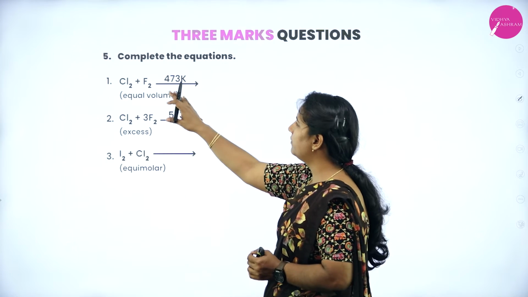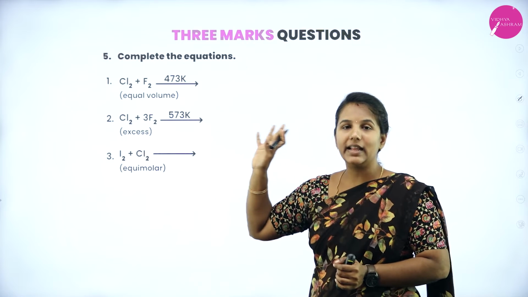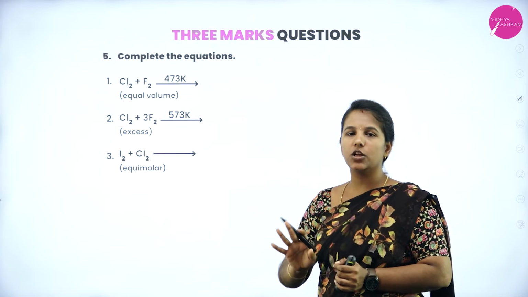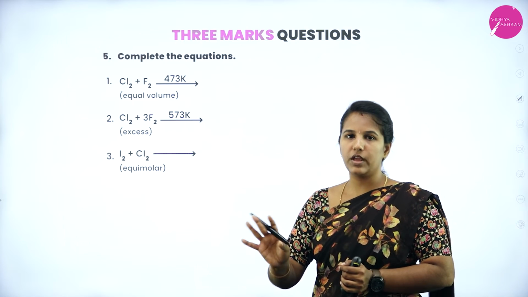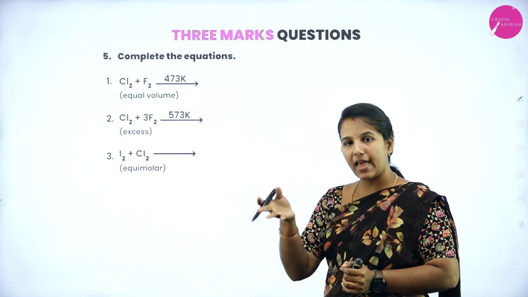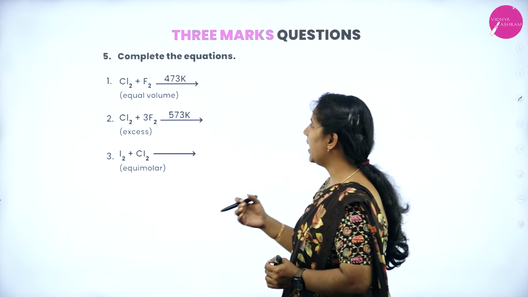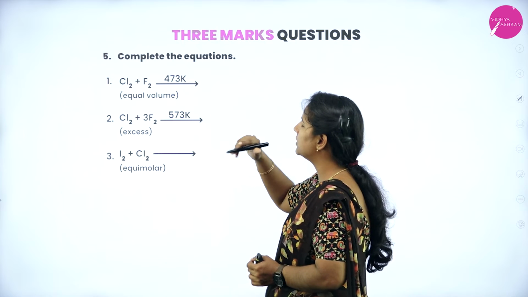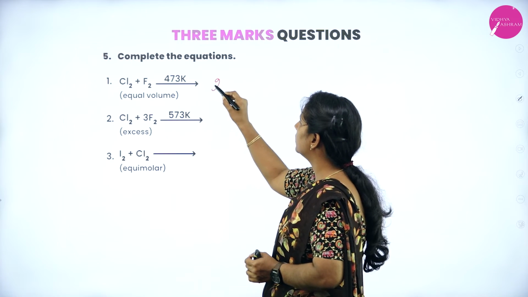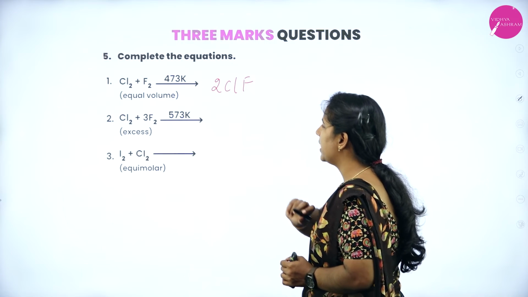Okay. We have taken a reaction where chlorine and fluorine are interhalogen compounds. How are the interhalogen compounds formed? By the combination of different halogens. Okay, when two different halogens are mixed, it forms what? Interhalogen compound. So here we have taken the equimolar quantity of chlorine and fluorine at a temperature of 473 Kelvin. It forms what? ClF. So we have to see whether the reaction is balanced or not.